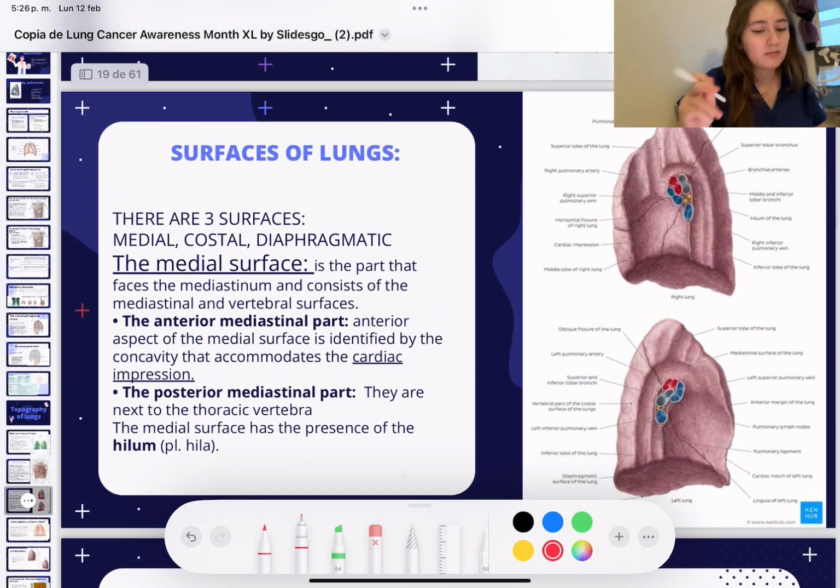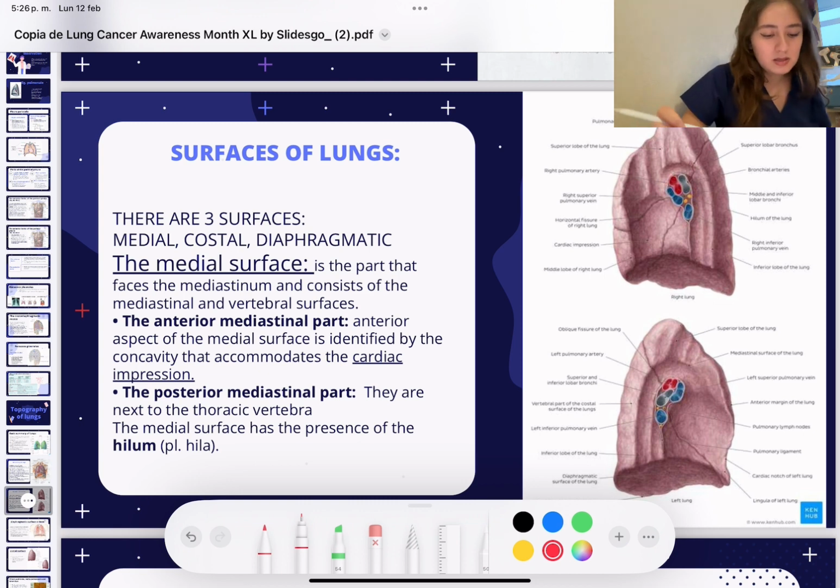Okay, surfaces of the lung. We have 3: medial, costal, diaphragmatic. The medial surface is the part that faces the mediastinum, and it consists of the mediastinal and vertebral parts. The anterior mediastinal part, the anterior aspect of the medial surface, is identified by the concavity that accommodates the heart. This is the cardiac impression. The posterior mediastinal part is next to the thoracic vertebrae.